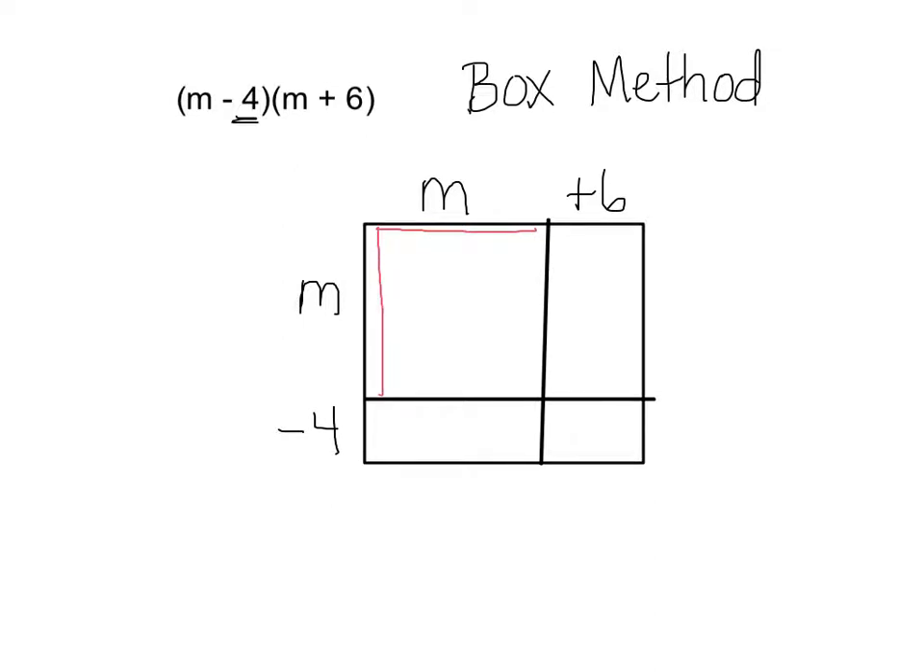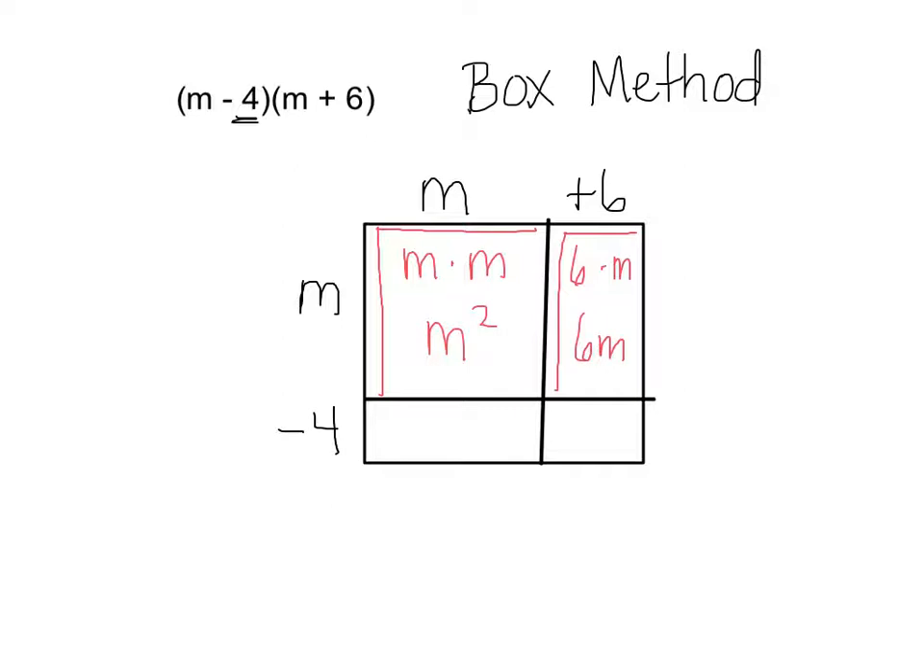So if I multiply that, that would be m times m, which is m squared. Then if you take this other rectangle over here, you're going to multiply the length, which is 6, by the width, which is m. So then you have 6 times m. Notice I didn't put the plus there because it's just telling you that that's a positive 6. So 6 times m is 6m.